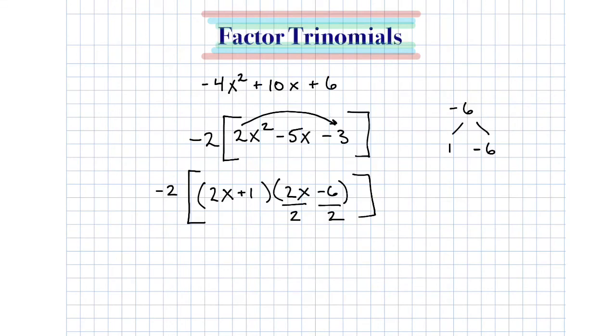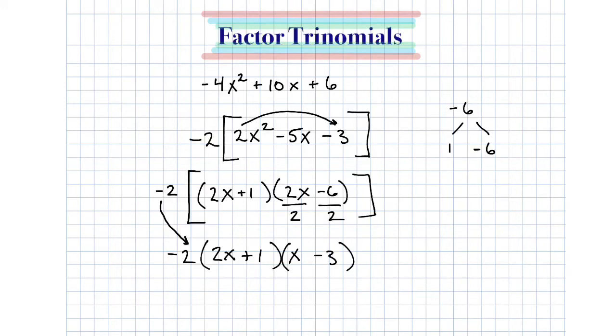Okay, so rewriting this, we're going to have 2x divided by 2. That's just going to give us x. Negative 6 divided by 2 gives us negative 3. And then we have the 2x plus 1. And this negative 2 can just drop down right here. So here's our final answer: negative 2 times 2x plus 1 times x minus 3.